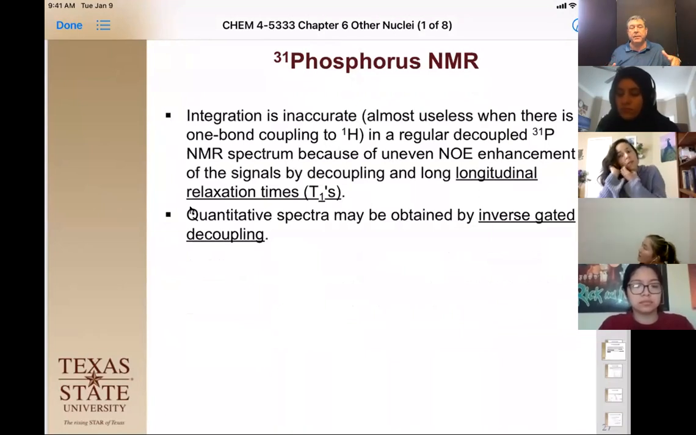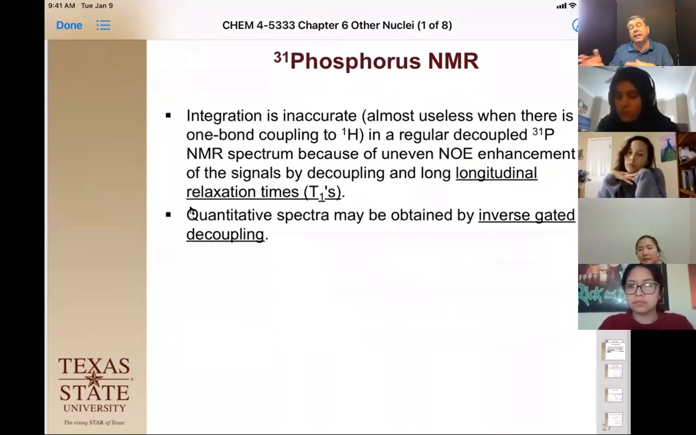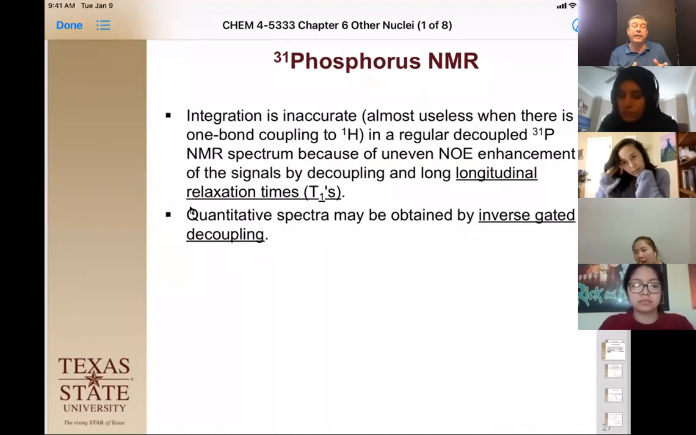Because of the length of decay time on this, our integration is inaccurate. Just like with carbon, you have to do a really long relaxation time to make sure you get it. The relaxation time is long enough in phosphorus to not get great integration, but the shifts show up really well. And if you do a good decoupling experiment, you get nice clean peaks.